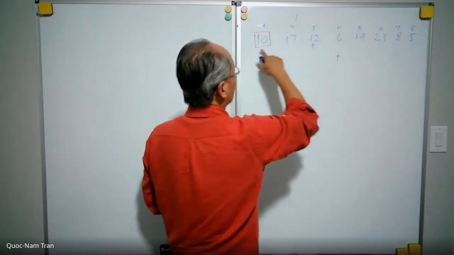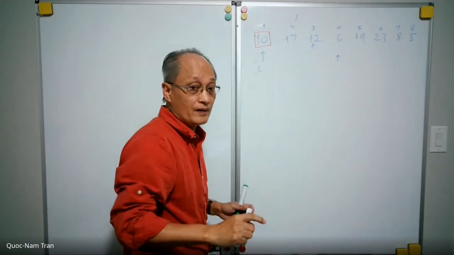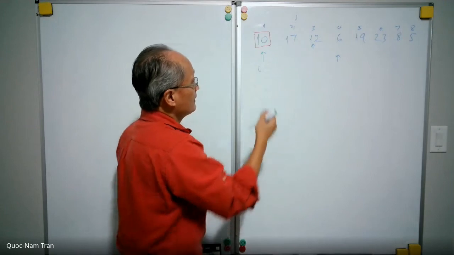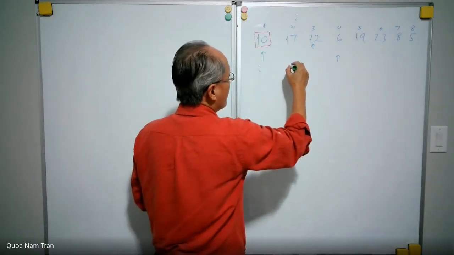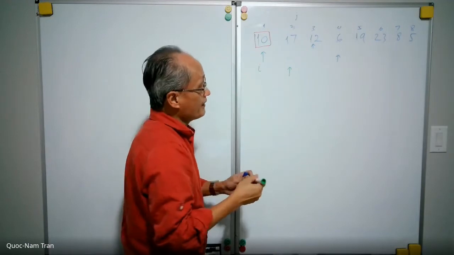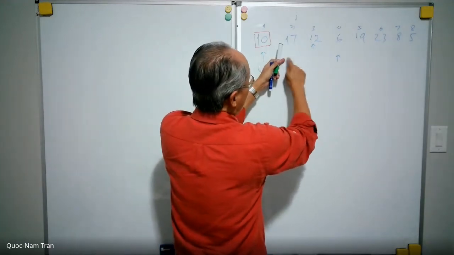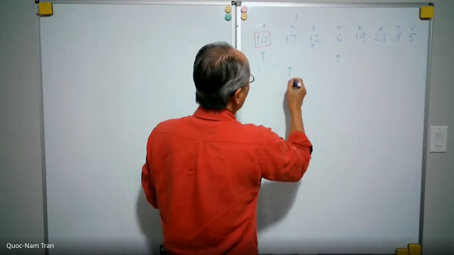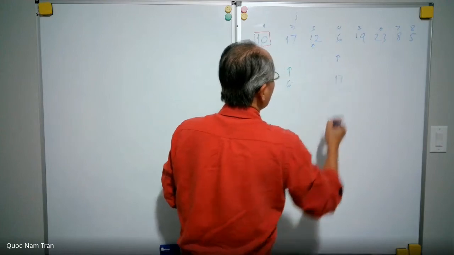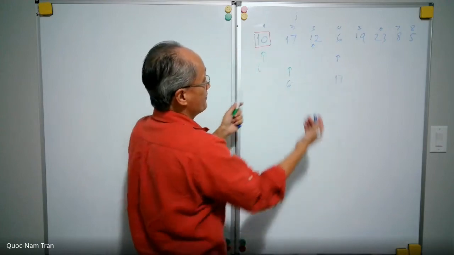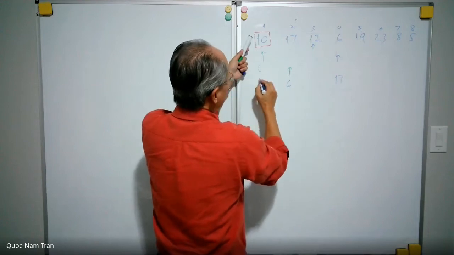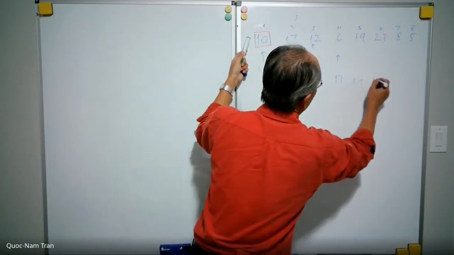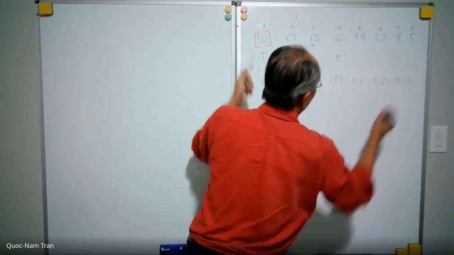Now it's smaller. So we know that it has to be on the left of 10, right? So what I will do is that I will advance this one and then swap these two positions. So now I will have 6 here and 17 here. Everything else will be the same, right? So it means that I have 10, and then 12, and then 19, 23, 8, and 5, right?